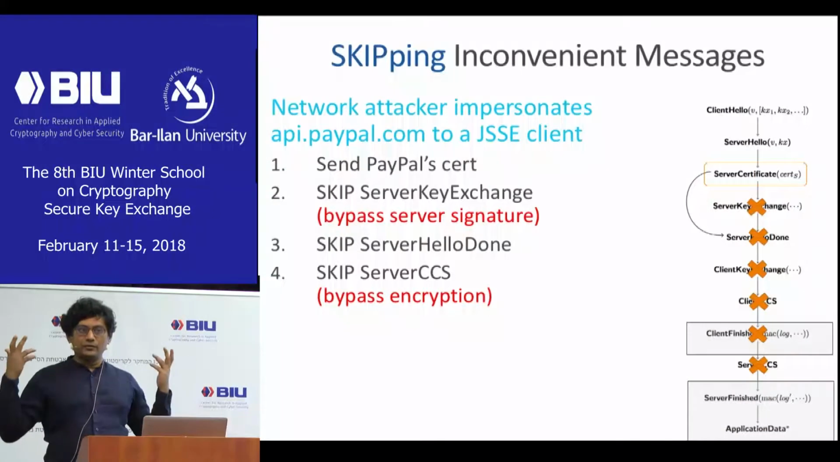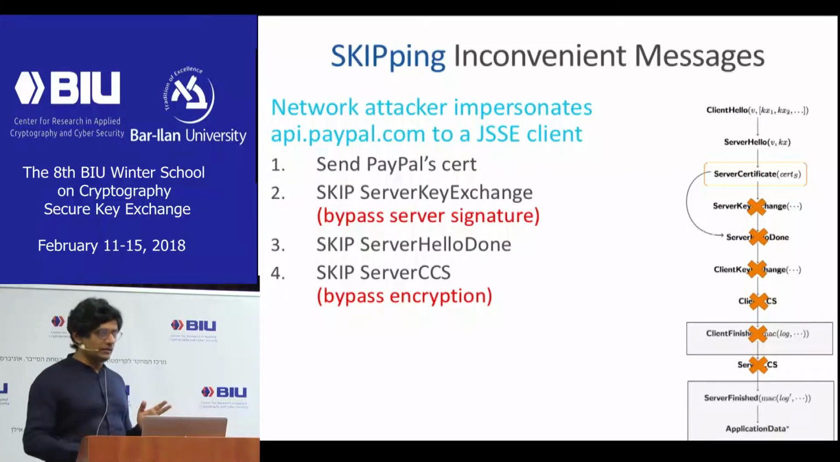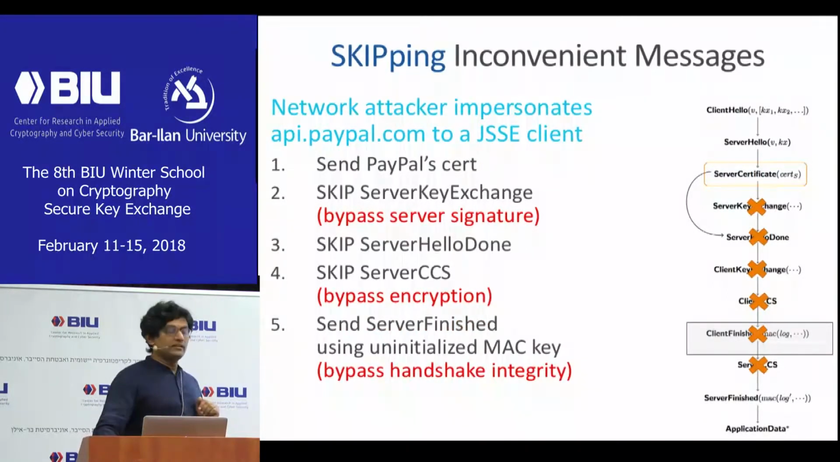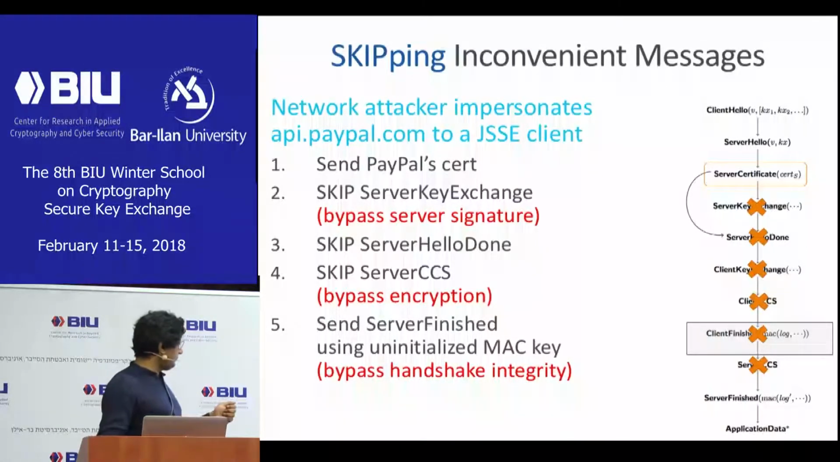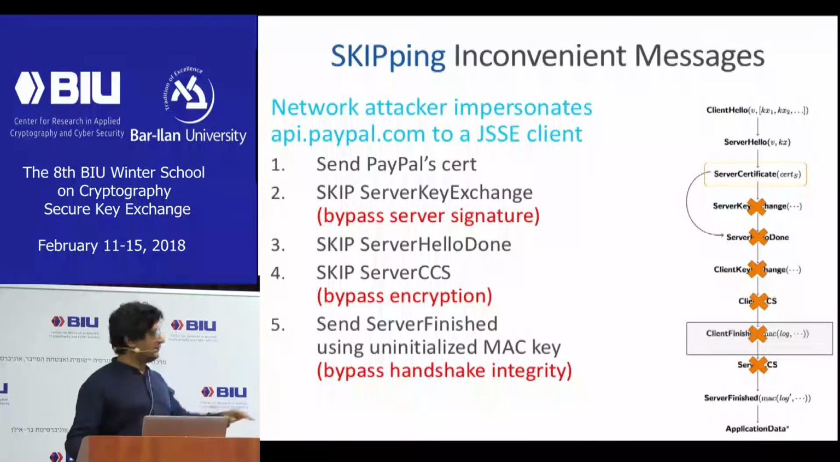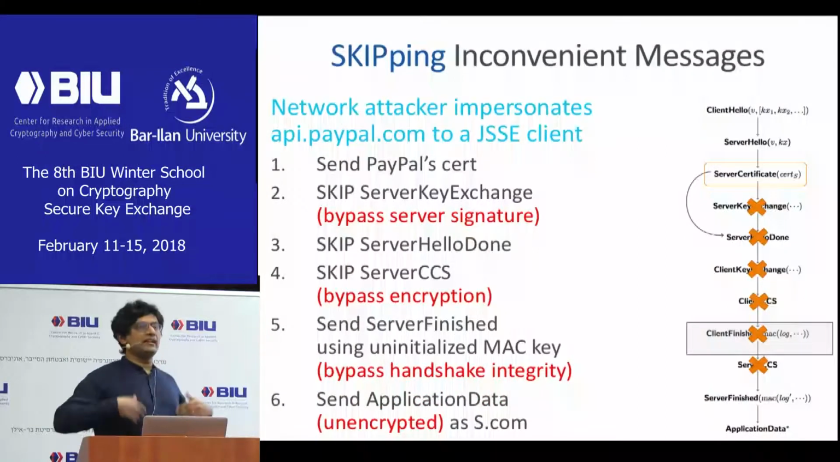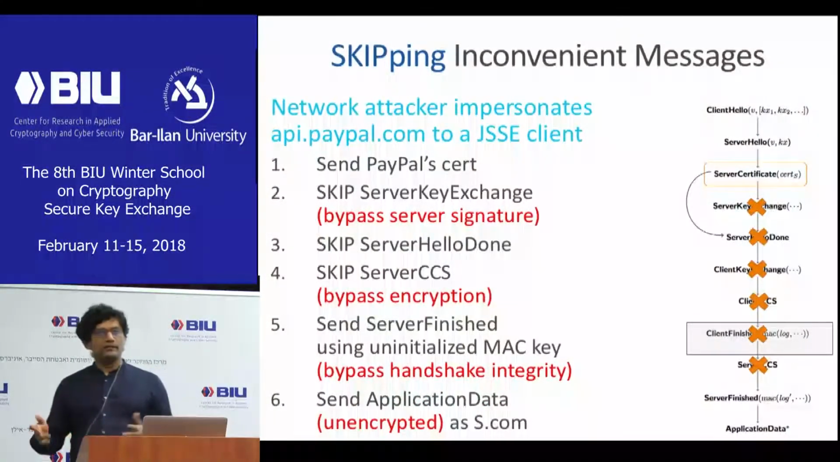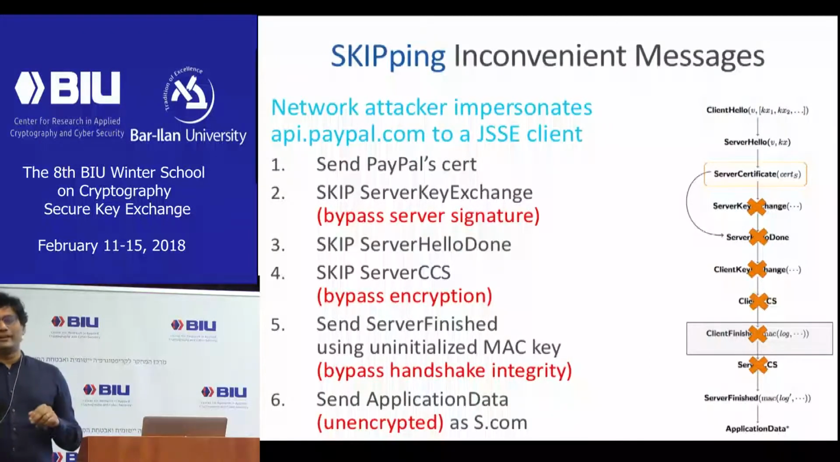I've turned off encryption. What do I use for the MAC? Well, in Java, if you initialize a buffer and you're waiting for a key, it's full of zeros. So you can use a MAC key of all zeros, and you can compute a MAC and send the server finished message. The client will say, okay, this looks like a good MAC, accept it. The entire handshake has been bypassed. We just did negotiation and went straight to finished. And at this point, the client starts sending application data to PayPal, which is unencrypted even because we turned off encryption, remember? And even if it was encrypted, it would probably use the keys of all zeros.